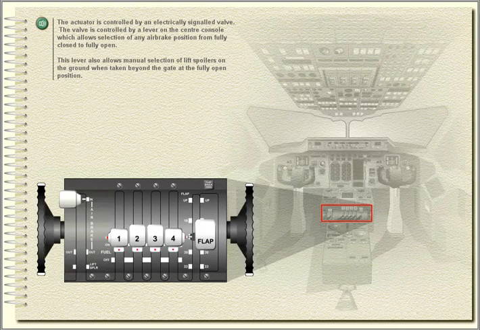The actuator is controlled by an electrically signaled valve. The valve is controlled by a lever on the center console, which allows selection of any air brake position from fully closed to fully open. This lever also allows manual selection of lift spoilers on the ground when taken beyond the gate at the fully open position.